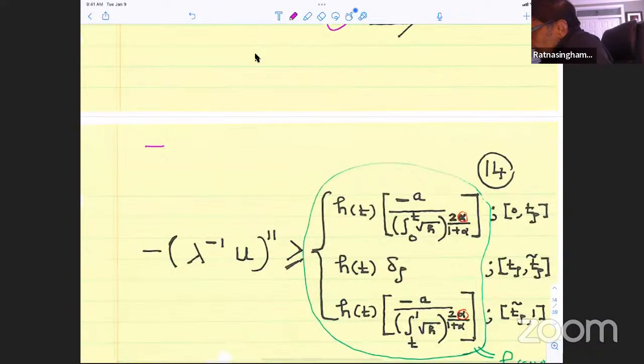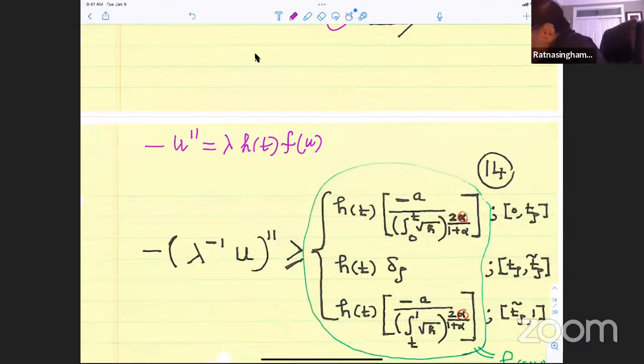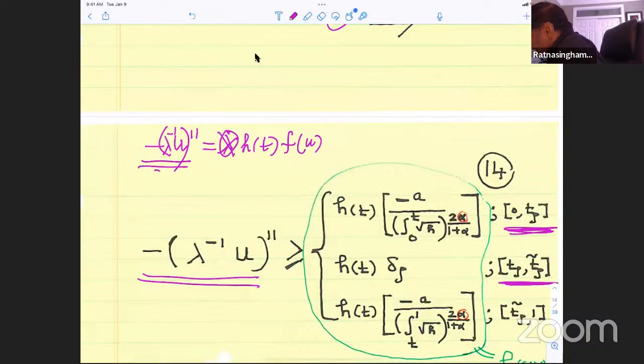Remember, my u double prime is lambda h of t times f of u. That's what my u satisfied. I'll move this lambda as lambda to the -1 times u double prime. So if I move this lambda over here, then I can write these estimates in these different sectors. This is the hard part, and this is the only part that you need to observe, and then things become very easy. So if I move the lambda to the other side, ladies and gentlemen, like that, then I have it.